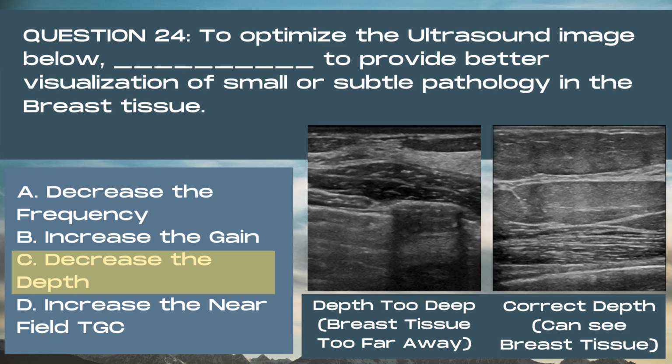When the depth is set too deep, the breast tissue is too far away in the image. It's hard to make out anything because it's so crammed into the near field portion of the image. In order to adequately visualize small or subtle pathology in the breast tissue, you need to set the depth so that the pectoralis muscle is located about 3/4 of the way down the image. This ensures adequate visualization throughout the breast tissue.